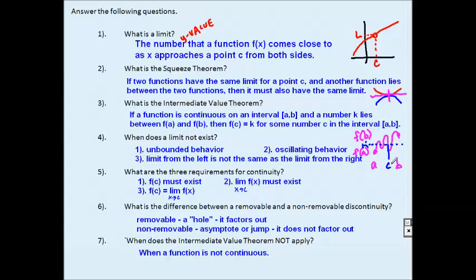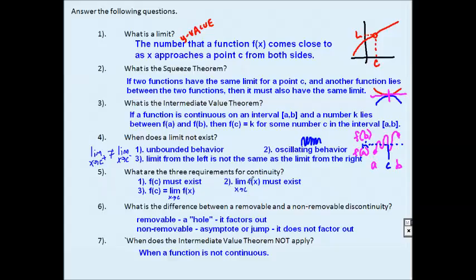Alright, when does a limit not exist? Unbounded behavior, that's like asymptotes. Oscillating behavior, that's where it just zigzags really quickly. And the limit from the left not the same as the limit from the right. So I could also have written that as you approach C from the positive side is not the same as you approach C from the negative.